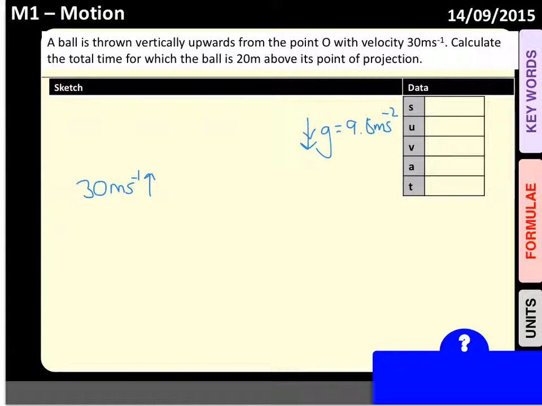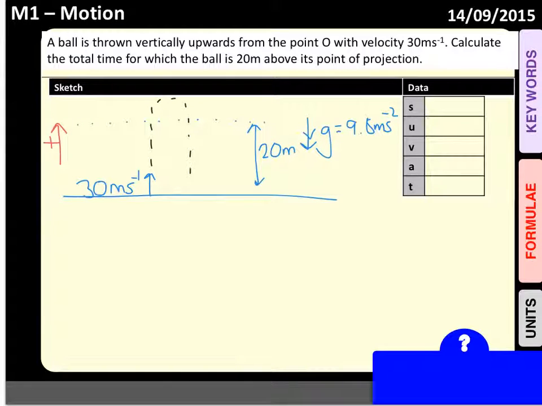And we're asked to find the total time for which the ball is 20 meters above its point of projection. So we can draw a nice dotted line there and represent that relative to the base with a distance of 20 meters. So that's the distance we're going to be looking for in our SUVAT equations. I'm going to pick my positive direction to be upwards, and I'm just going to mark on the path that I'm expecting the ball to take as it comes back down to the ground level after decelerating due to gravity.